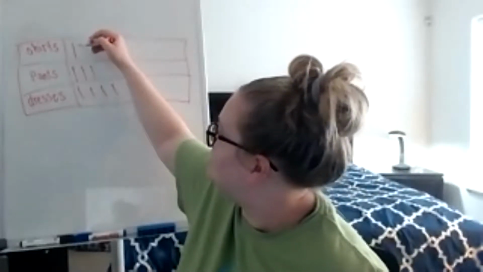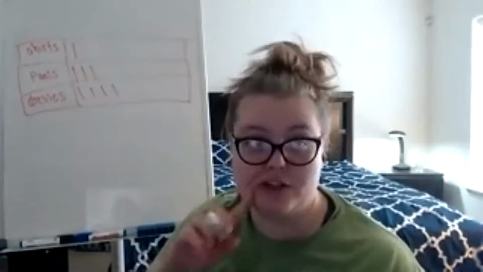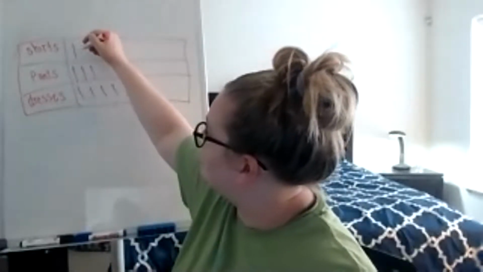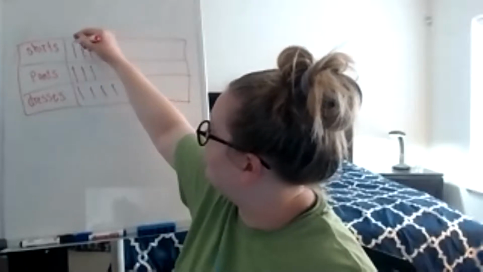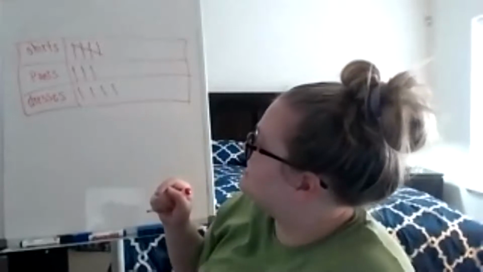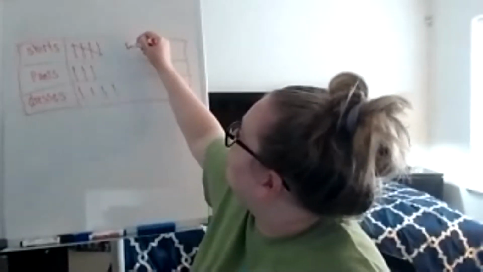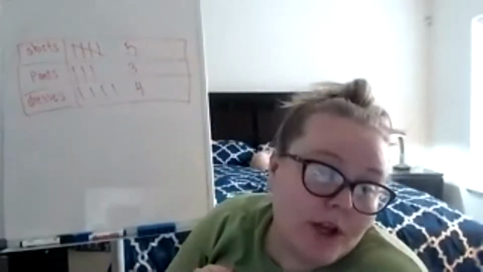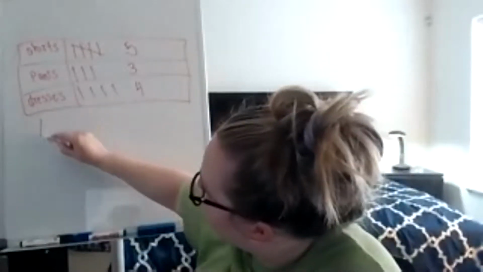So let's say when you're folding and putting away laundry, you have 5 shirts. Remember what we do with the 5th tally. So we have 1, 2, 3, 4, 5. 3 pants and 4 dresses. So I'm going to write that here: 5, 3, and 4.